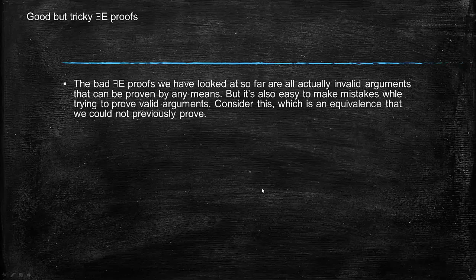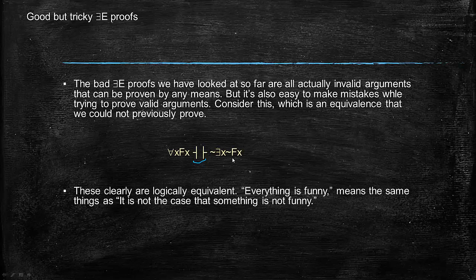Okay, so let's look now at a couple of tricky proofs, but they're perfectly good proofs. So think about this relationship here. Now, you'll notice the double turnstiles here. That means we're dealing with an equivalence. You'll remember that. And this says, for all x, f of x is logically equivalent to, it's not the case that there exists an x such that not f of x. And if you think about that in English, you'll see that that's definitely right.